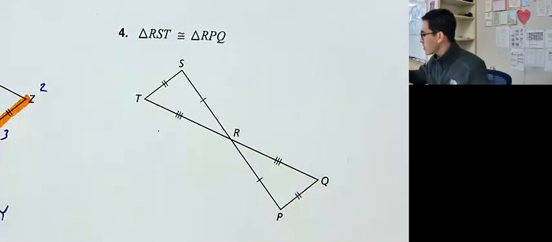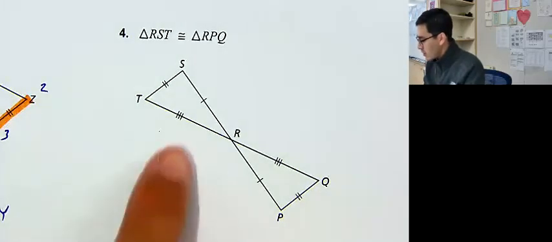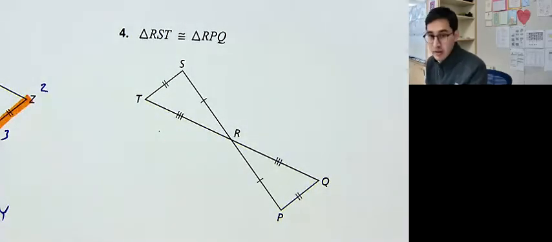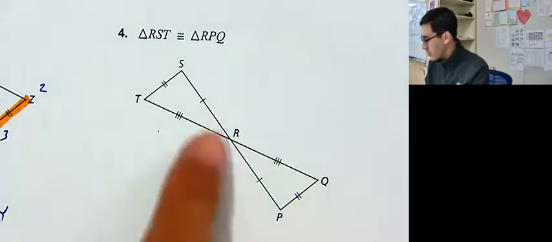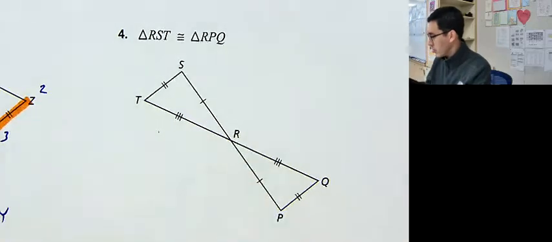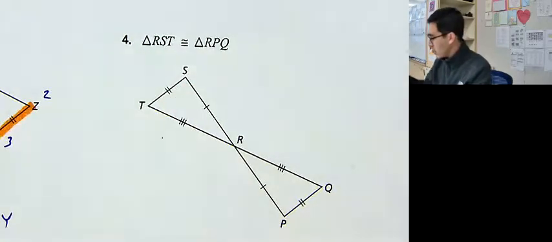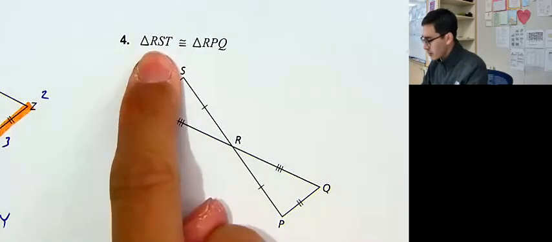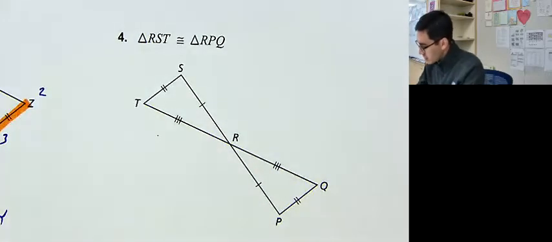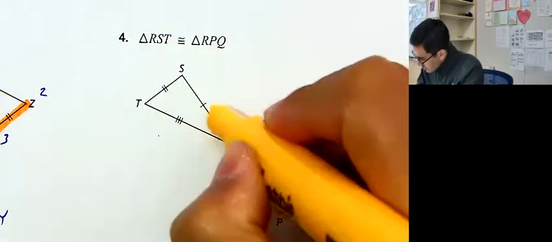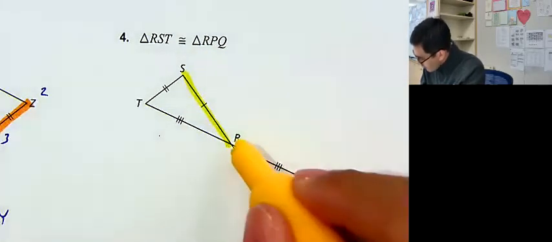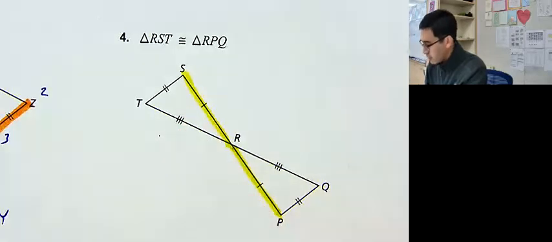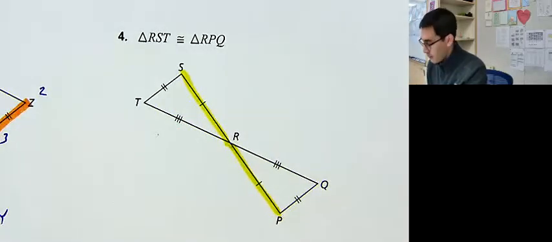Okay, our last diagram here. So again, you look at the picture, you can see that we have congruent triangles. There's 3 pairs of congruent sides. There's the single tick marks, the double tick marks, and the triple tick marks. Okay, now let's just check the naming. All right, so the first 2 letters here are RS. The first 2 letters here are RP. Okay, so those 2 sides form a pair.